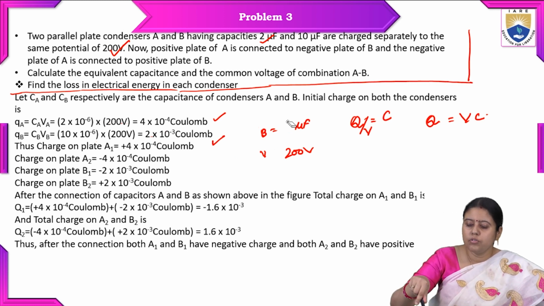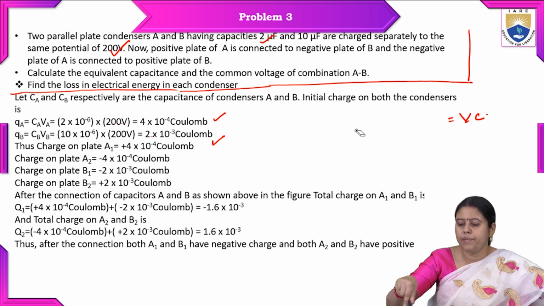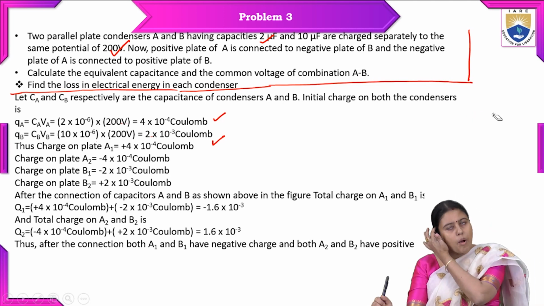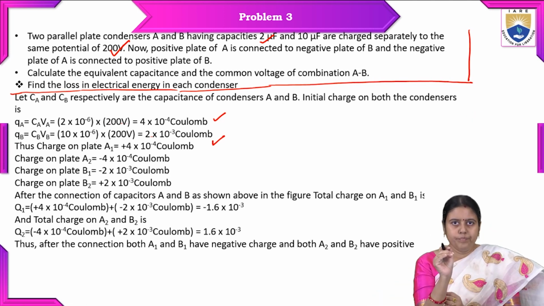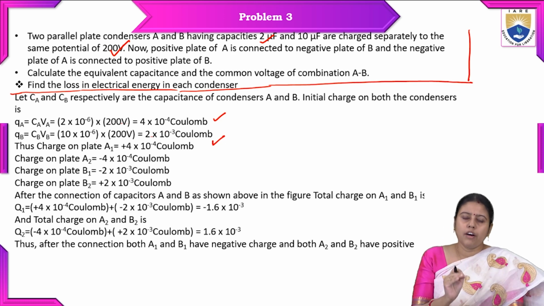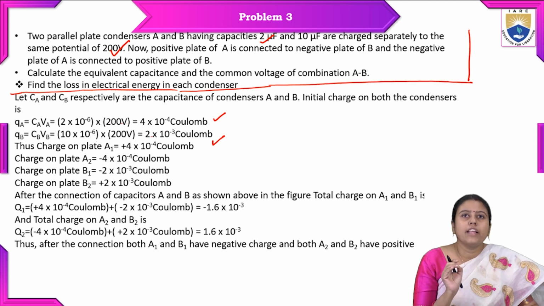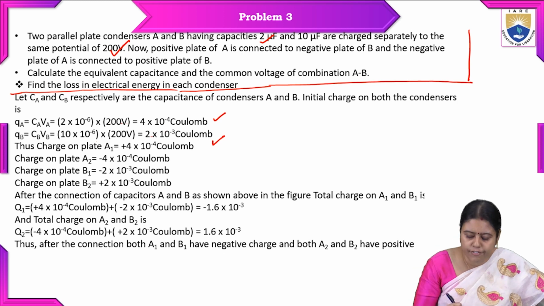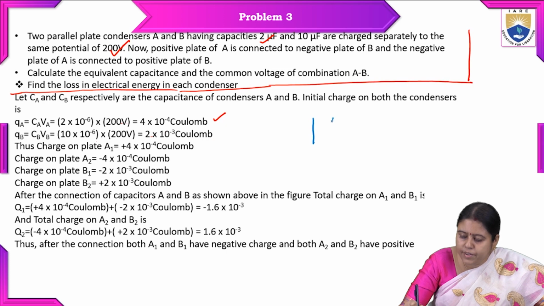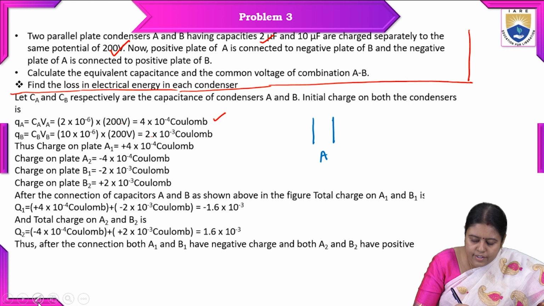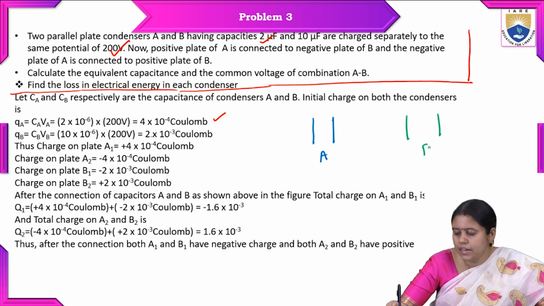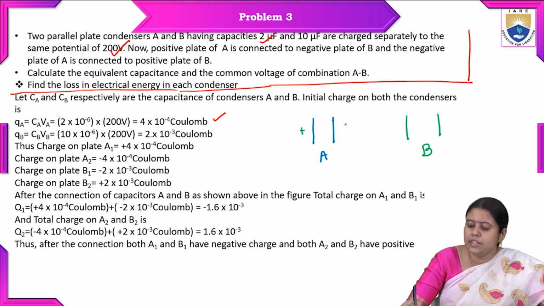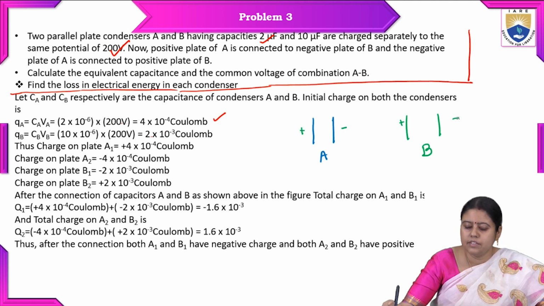Now, if we want to draw this two parallel plate capacitor, this is the main point or main USP of this problem. We have to draw the connection of the capacitors perfectly. So I am using this. This is one capacitor A. This is another capacitor B, and I am using another color so that it is easy to understand. This is positive, this is negative. This is positive, this is negative.